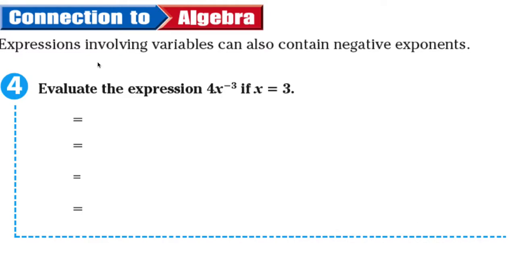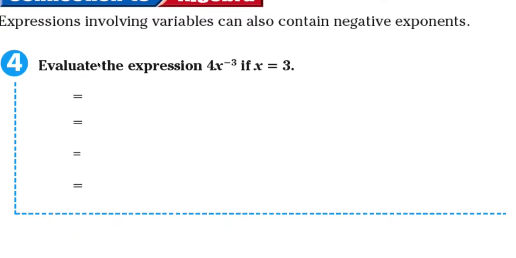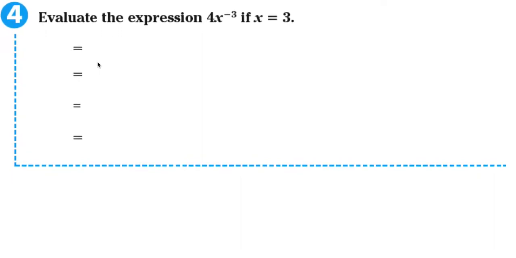Our connection to algebra: expressions involving variables can also contain negative exponents. Let's evaluate the expression 4x to the negative 3 if x equals 3. Again, the word evaluate means to find the value of the expression, and in order to do that, we need to substitute and we need to simplify. First things first, let's copy the problem. Then substitute the value of x. You now have 4 times 3 raised to the negative 3.